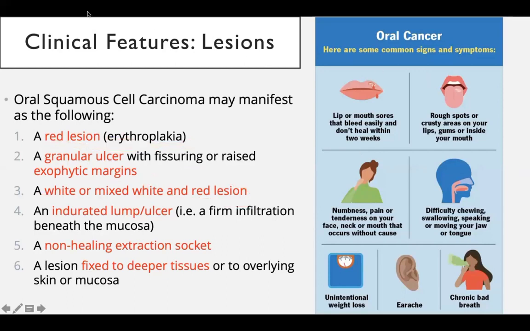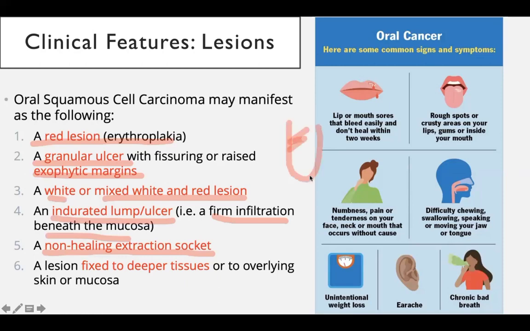Okay, perfect. So we have a red lesion as a clinical feature. It can be a granular ulcer with exophytic margins. It can be a white or mixed white-red lesion. It can be an indurated lump or ulcer, a firm infiltration beneath the mucosa. It can be a non-healing extraction socket. For example, you pulled out a tooth and the socket is not healing. It's either bleeding, or getting pus and infection from bacteria.